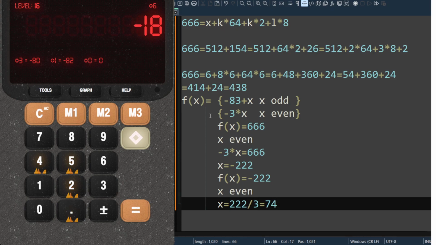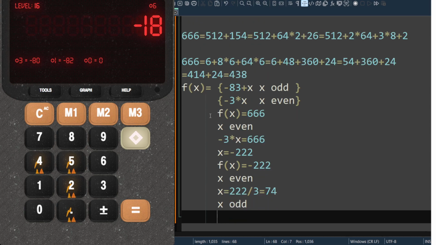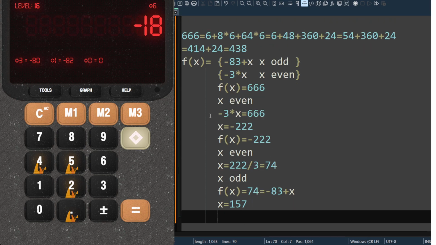We can still not do this thing with 74, so we're going to try x odd. f of x equals 74, which means it equals minus 83 plus x, which means x equals 157. We can't do that one. Again, we need to go for x odd. We can just continue this however long we do this.